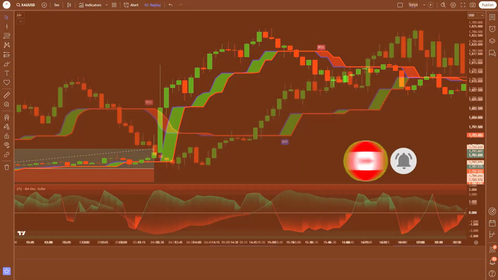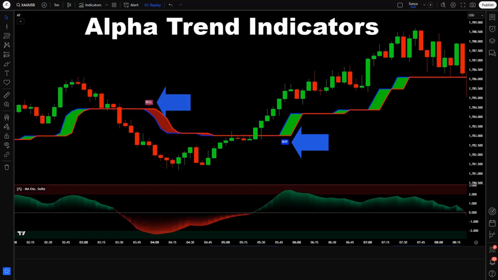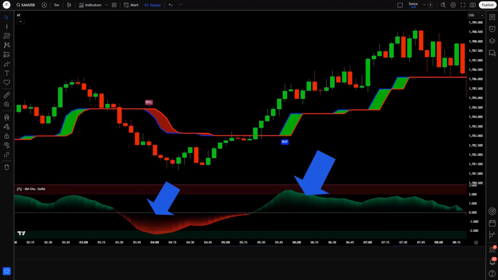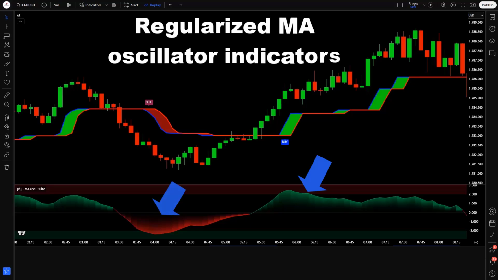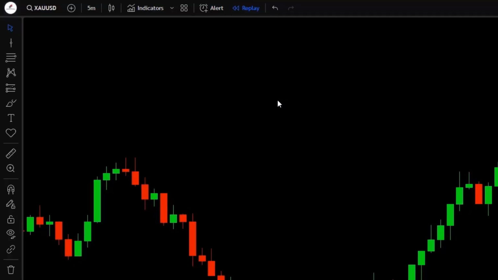First, let's learn about trading tools. The blue arrow and red arrow indicators that appear in the charts are called the Alpha Trend indicators. And the green area and red area indicators that appear in the chart are called regularized MA oscillator indicators. Now let us tell you how we want to trade.